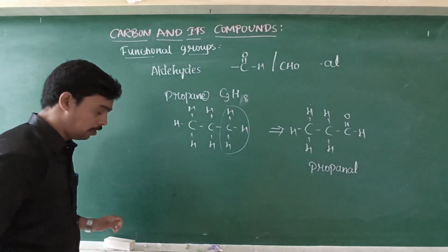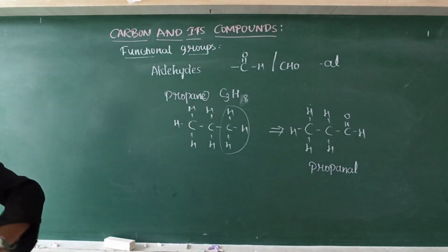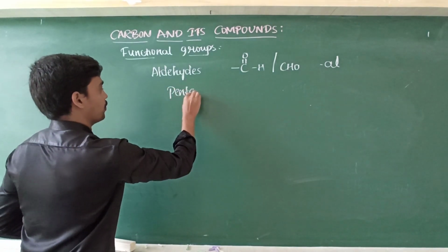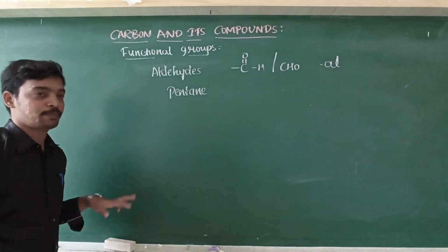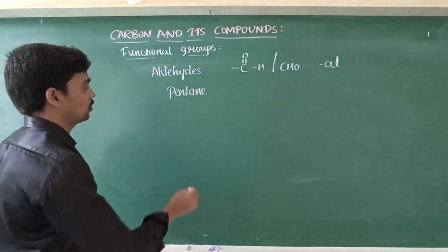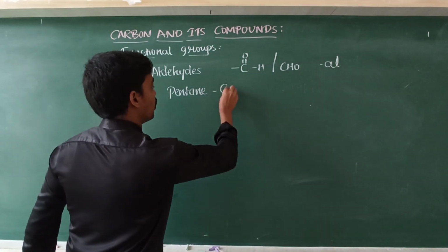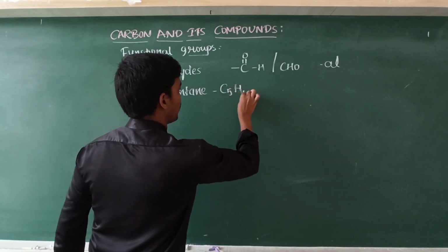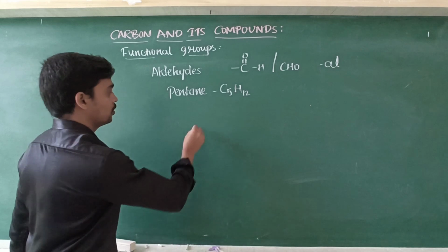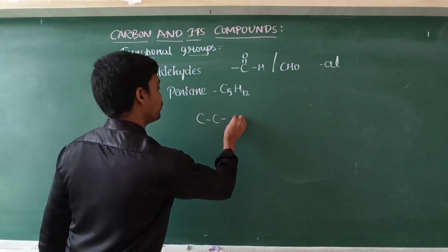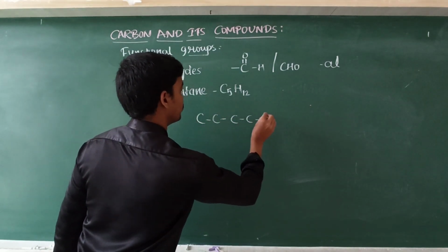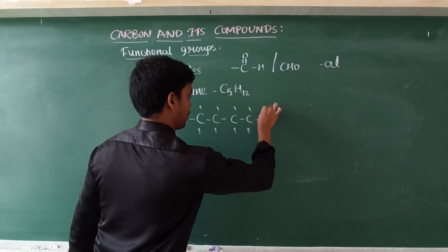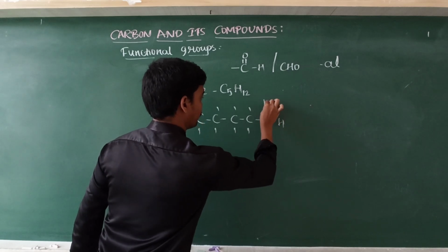And another example is pentane. How to convert this pentane into the respective aldehyde? The molecular formula of pentane is C5H12. Okay. Now write the structural formula. 5 carbons with 12 hydrogens.